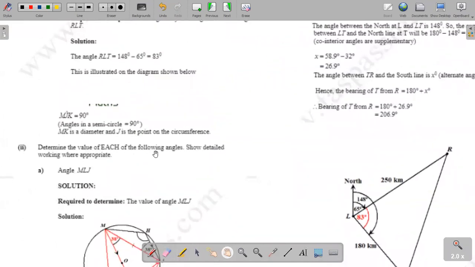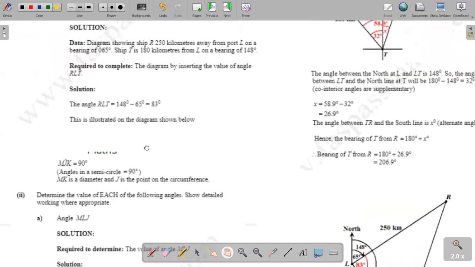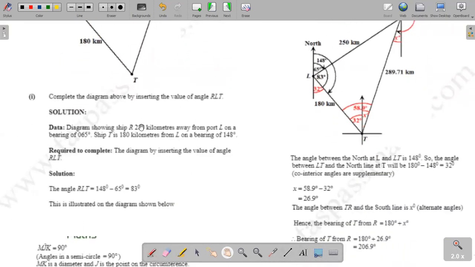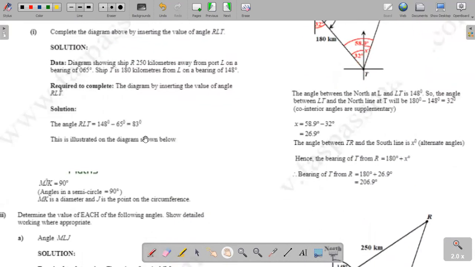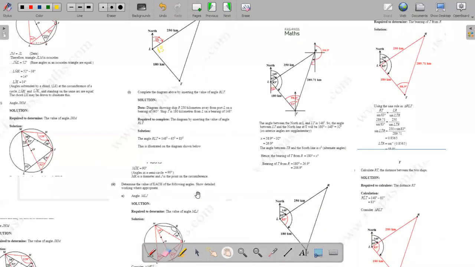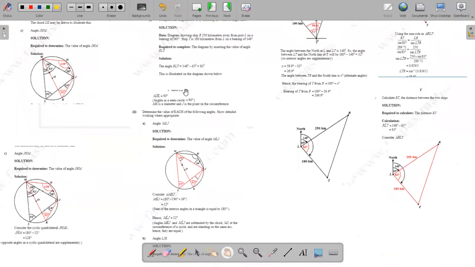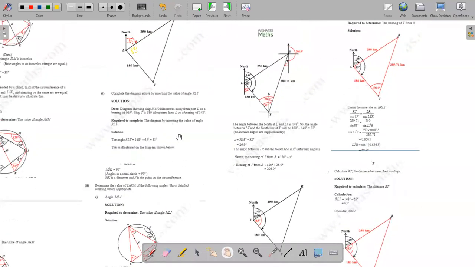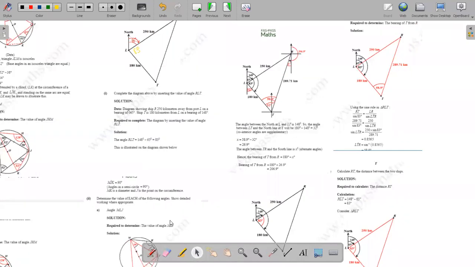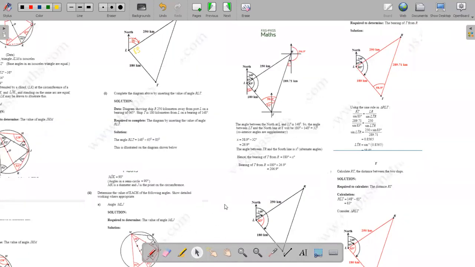Determine the value of each of the following angles. Show the details without working. So that's it. That's easy. That's an easy question. If y'all get a question like this, y'all lucky, to be honest with you. If you get a question like this, you are very, very lucky.